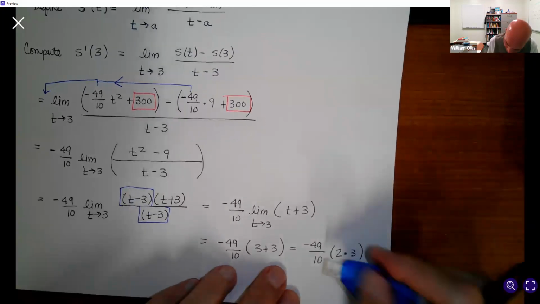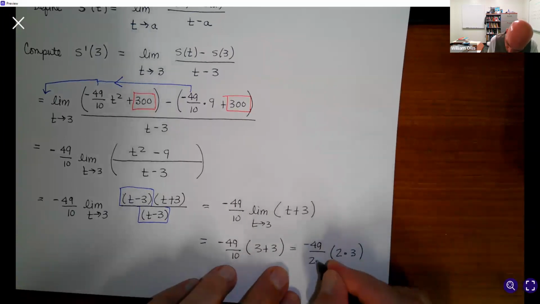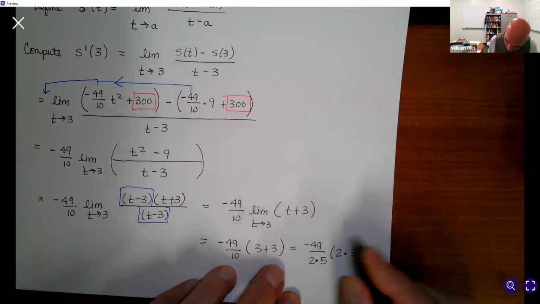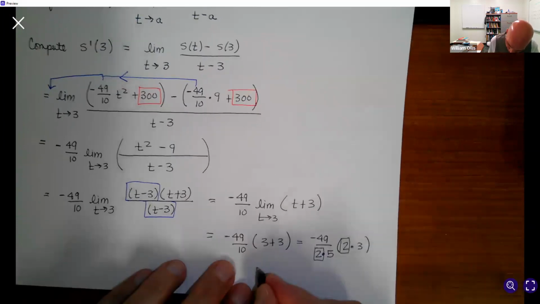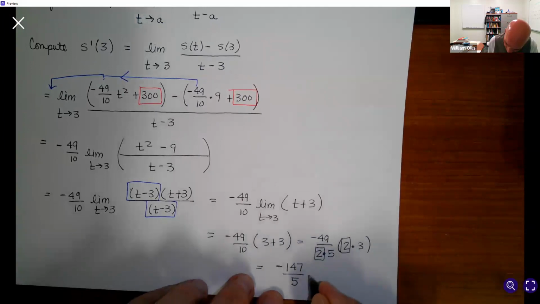And while we're at it, I was thinking, let's go ahead and write the 10 as 2 times 5. And then, of course, absorb. So that'll be what? A negative 147 over 5 meters per second.